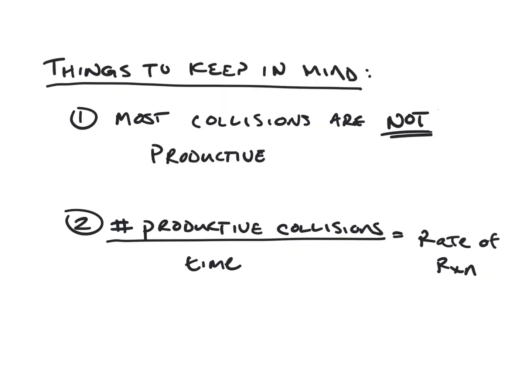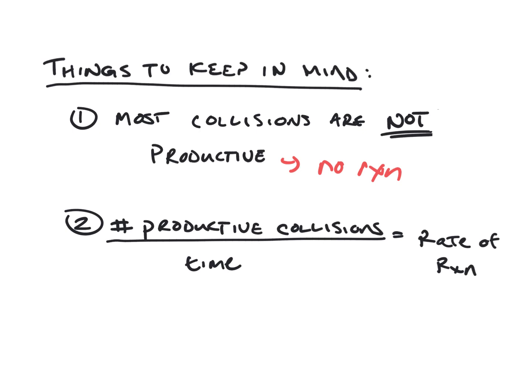So a couple of things to keep in mind. Number one, just like most of the time when you hit a baseball, you don't hit a home run, same thing here. In fact, the vast majority of collisions between reactant molecules are not productive. And by not productive, we mean that they don't result in a reaction. They result in bouncing off of each other. So the vast majority of collisions either don't have enough energy or don't occur in the right orientation, or both. A very, very small fraction of them are productive.